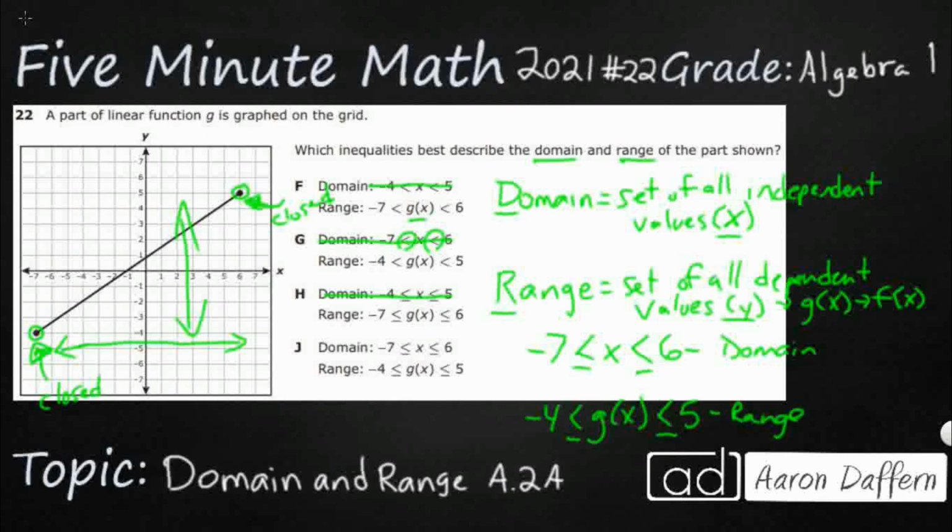And as you can see, the wrong answers flip those two, and then they also just made it greater than or less than without an equal to. Our answer here is J.